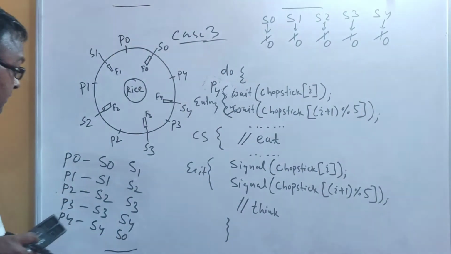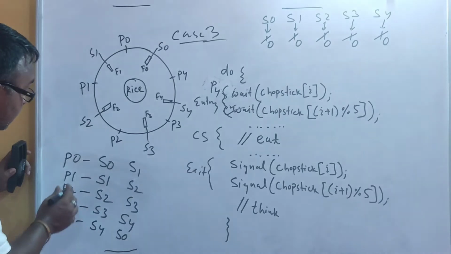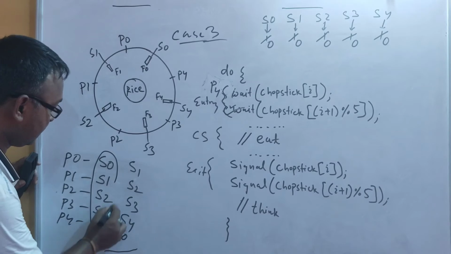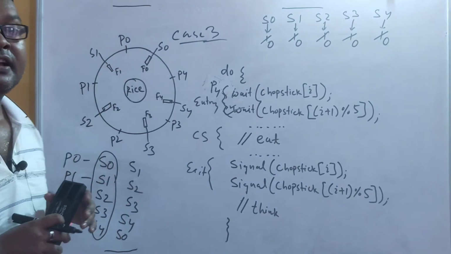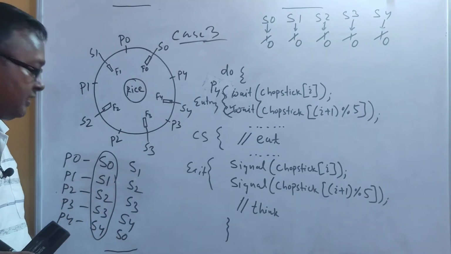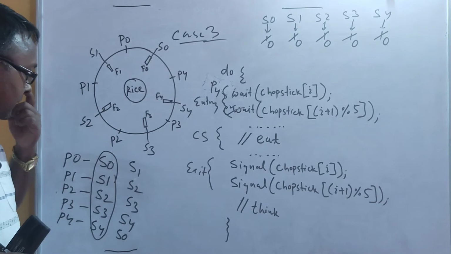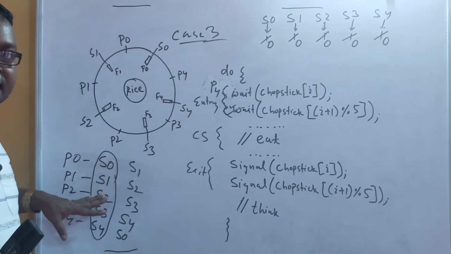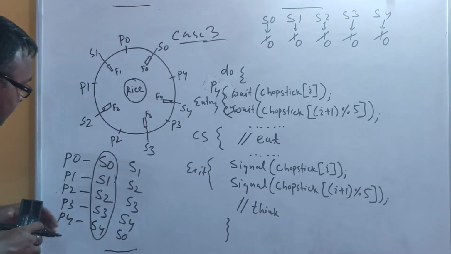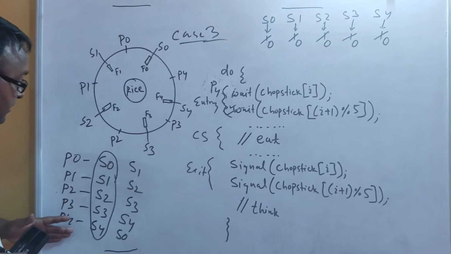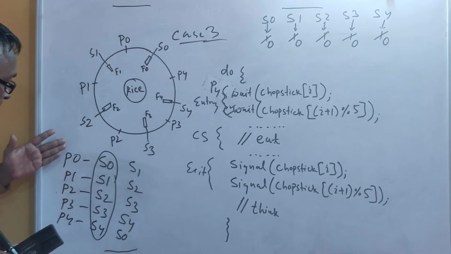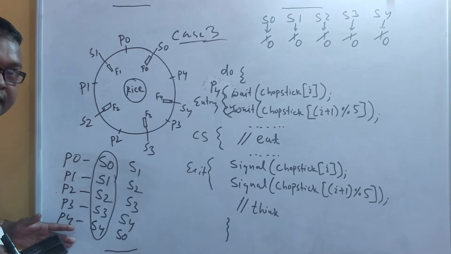See the situation here. Each and every philosopher has accessed their left hand side fork, and the right hand side fork cannot be accessed by any individual philosopher. This kind of question is asked in UGC NET and GATE level exams, so try to understand properly. In this situation, is there any chance of getting out of it? The deadlock situation arises here.